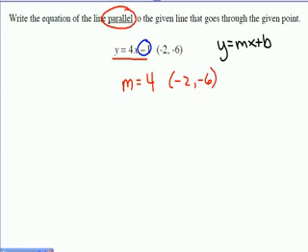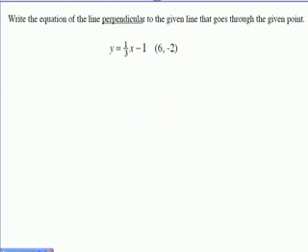So we need to find b. We're not going to finish it off, but what you would do is you'd put -6 in for y. Our m is 4. X would have to be -2. And if you want, you could solve for b on your own. But that's what you'd have to do there. And then one more very similar problem.